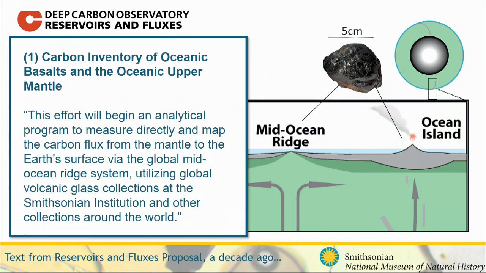I was lucky enough to be part of what I think was the very first proposal to reservoirs and fluxes with Eric Howery. And I think it was the first proposal because it seemed such an obvious thing to do, which was to create a carbon inventory of oceanic basalts and the oceanic upper mantle. We wrote that this effort will begin an analytical program to measure directly and map the carbon flux from the mantle to Earth's surface via the global mid-ocean ridge system using international collections.